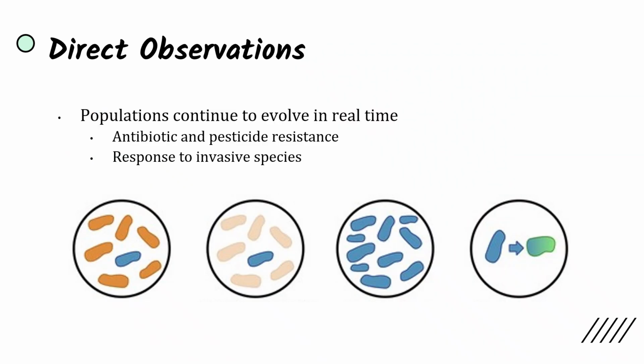First piece of evidence here is direct observation, and that's populations continue to evolve in real time, like we can see it. For instance, within antibiotic and pesticide resistance, bacteria reproduce very quickly, so it's possible to see evolution happening in real time. For instance, resistance to antibiotics.